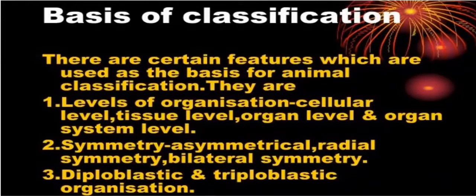Basis of classification. We can divide the animal kingdom based on the level of organization. Level of organization means arrangement of cells, body symmetry, germ layers and nature of coelom. So the first one, level of organization. Animals are grouped as unicellular, having only one cell, or multicellular, having more than one cell, based on cell level, tissue level, organ level and organ system level.